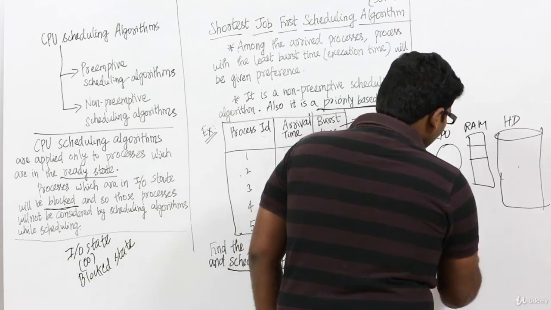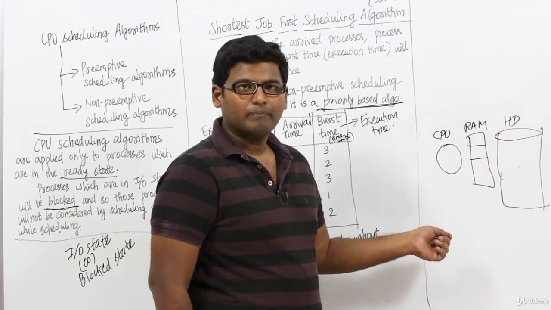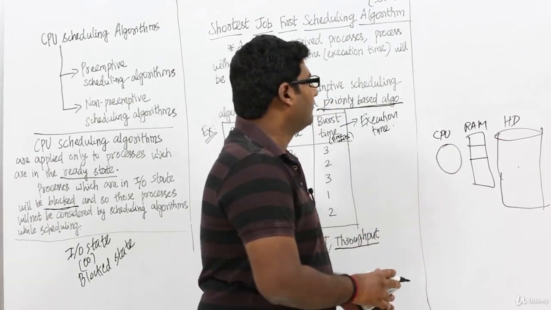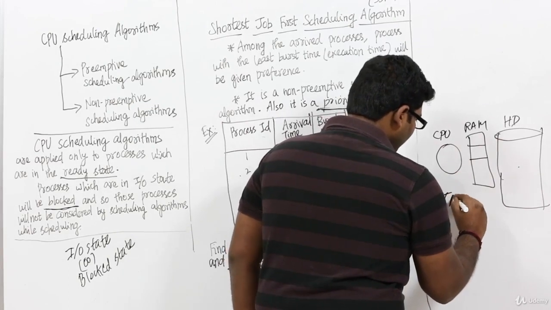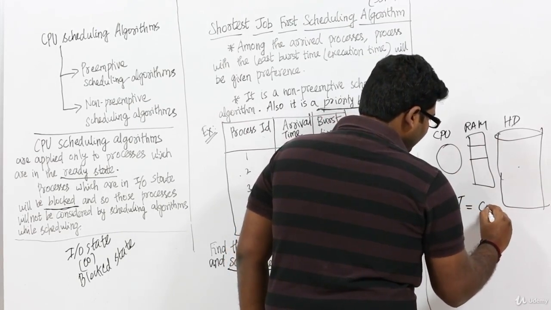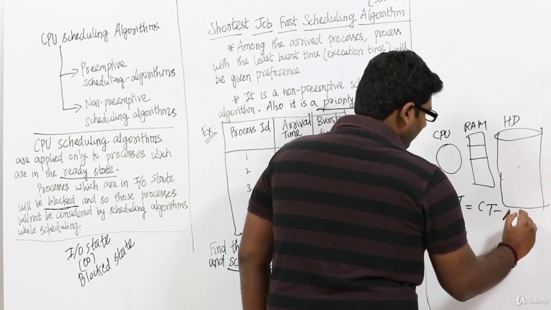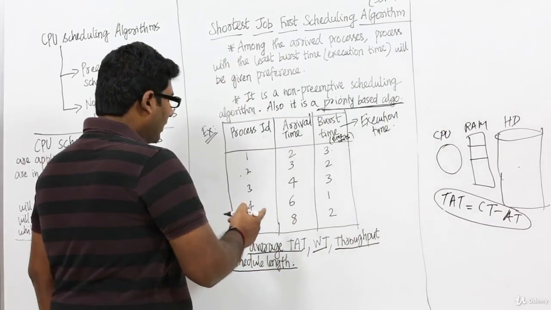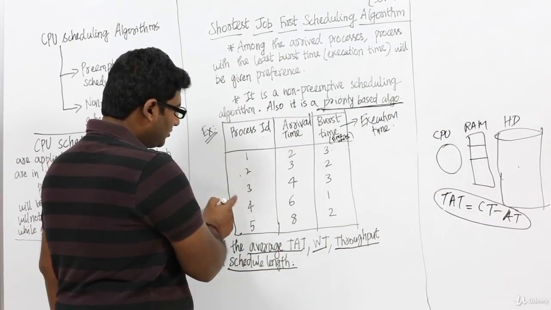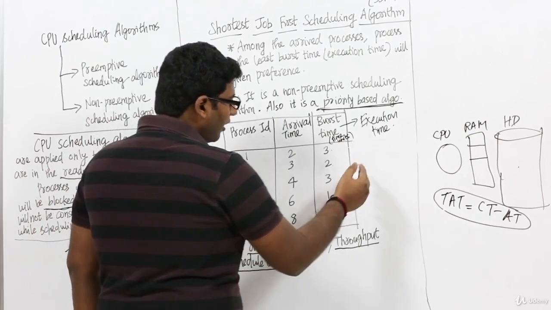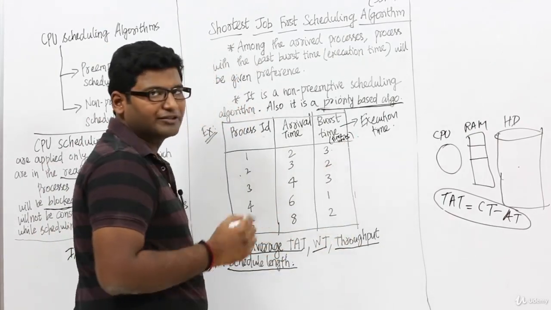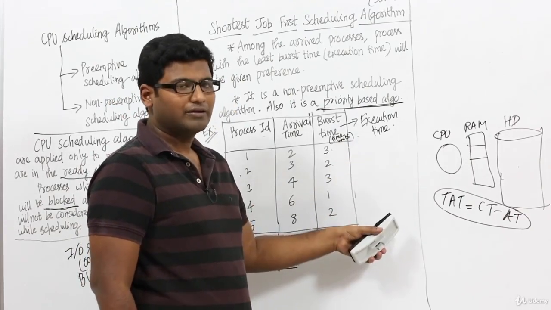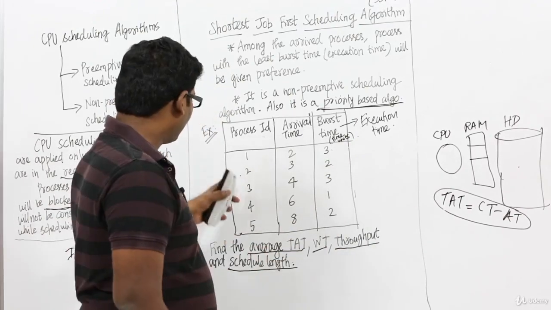In simple words, turnaround time is the time spent by a process inside the RAM. We have already seen that turnaround time equals completion time minus arrival time. Using this formula, we can calculate the turnaround time of every process: first process, second process, third process, and so on. Now we need to find the average. Add all the turnaround times we have computed and divide by 5, because we have 5 processes.